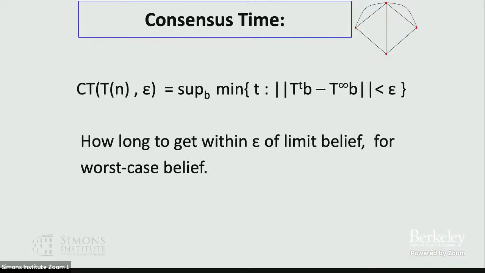Okay, then you can also do consensus time. So let's look at the minimum. Look at some epsilon and look at what's the worst belief in terms of how long it takes you to get within epsilon of where you're eventually going to get. The beliefs you could get, you can put all kinds of different beliefs on the network. We can ask, how long does it take you to get to that eventual consensus? And so this is a measure of consensus time for some trust matrix that we've got. We can ask how long does it take to get within epsilon of the limit, okay?